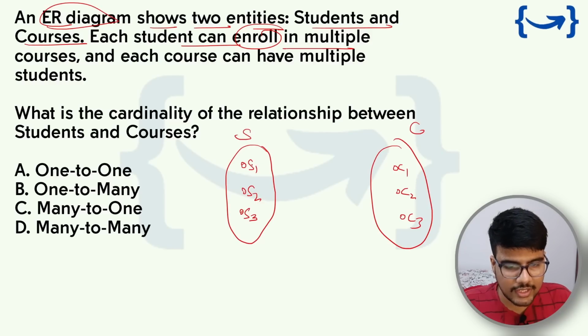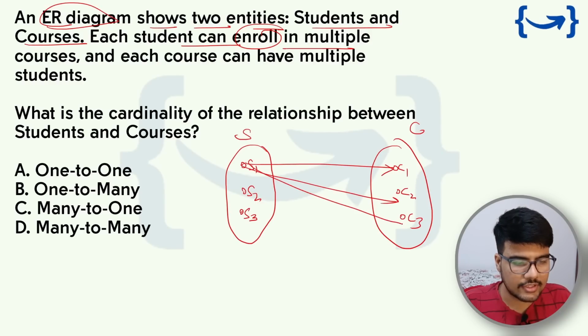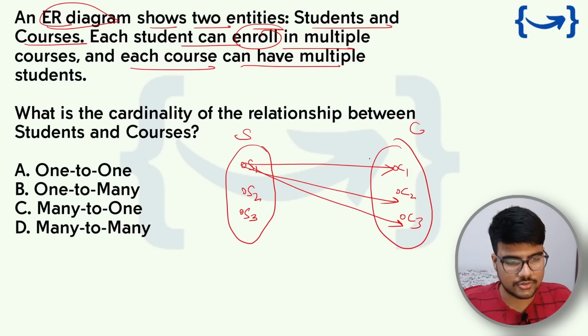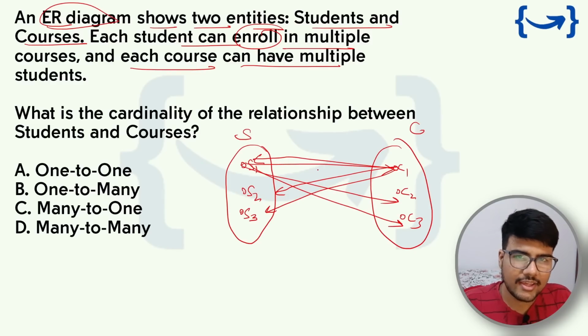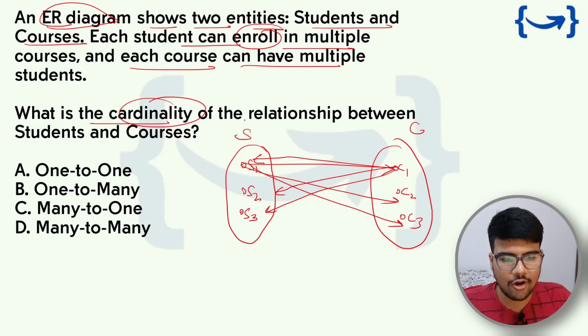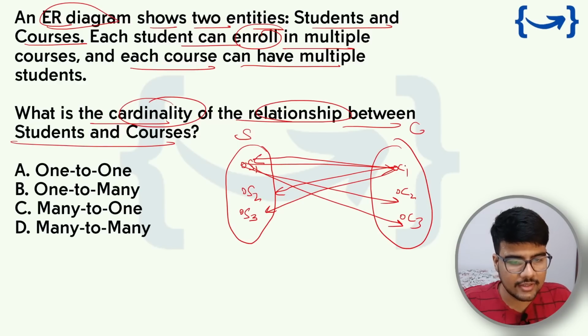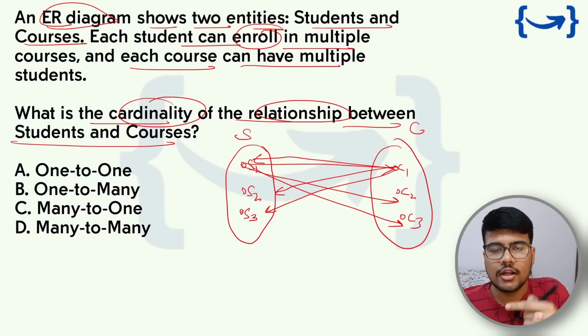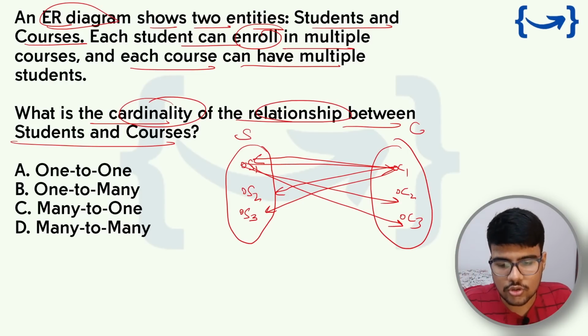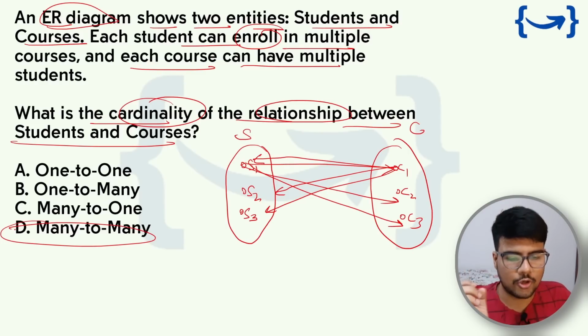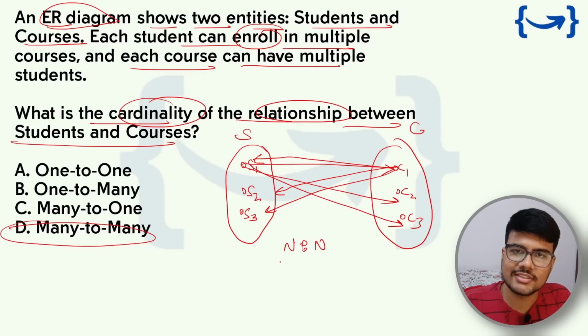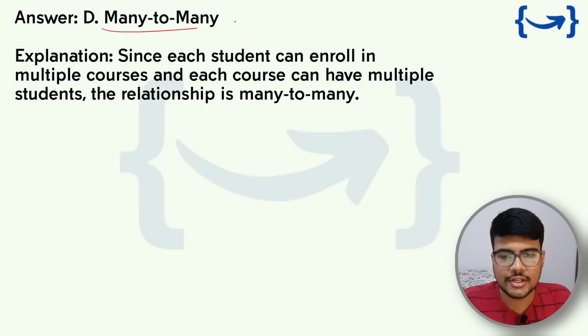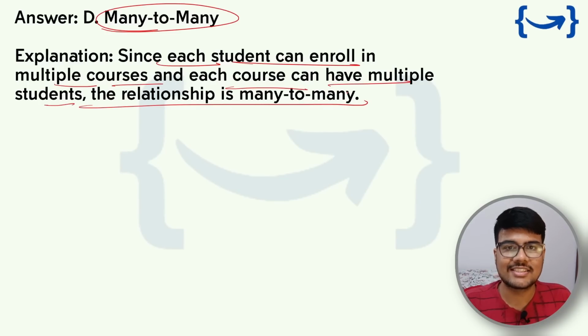So S1 can enroll in C1 as well, C2 as well, then C3 as well, as the question states. And each course can have multiple students. So let's say the C1 course can be opted by S2, then by S3, and by S1. So what is the cardinality of the relationship between students and courses? Every student can enroll in each course, and a course can be enrolled in by any students. So this is a many-to-many structure, an n to n ratio, which shows it's a many-to-many relationship. So many-to-many is the right option, since each student can enroll in multiple courses and each course can have multiple students.